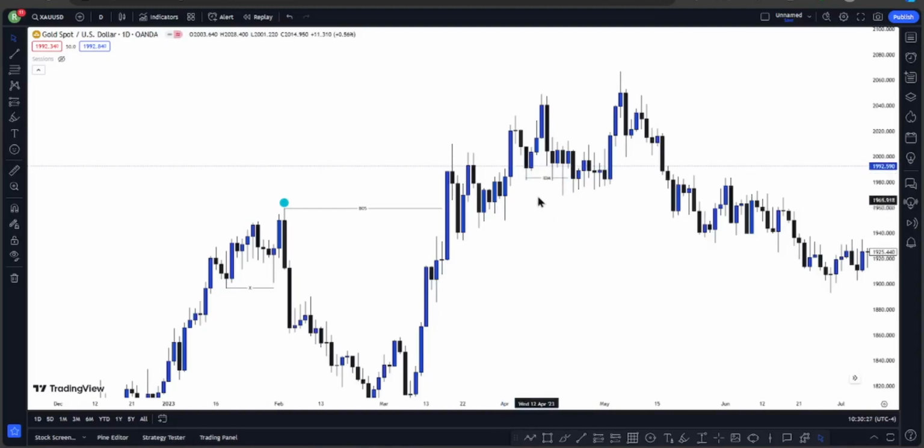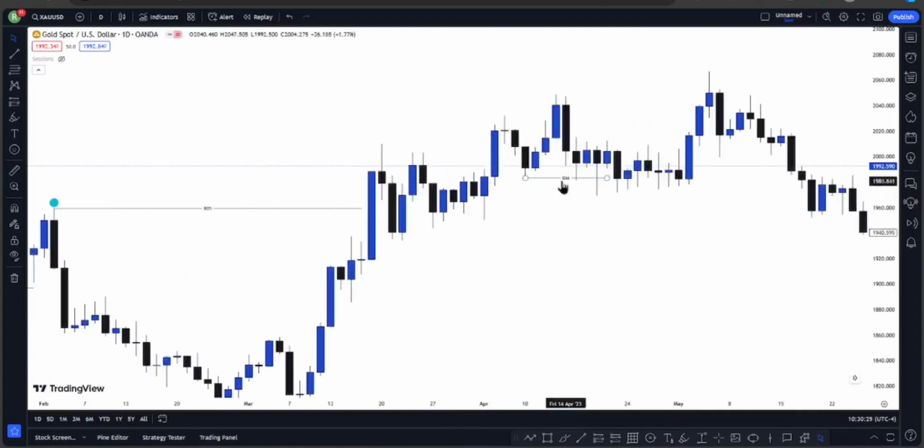Okay, so can we say inducement was taken? Let's be sure of what we are doing. Well, as you can see, inducement was actually taken to confirm this high. Okay, and therefore this high becomes our valid high. Why is it? Because inducement has been taken. So this becomes our valid high in the market.